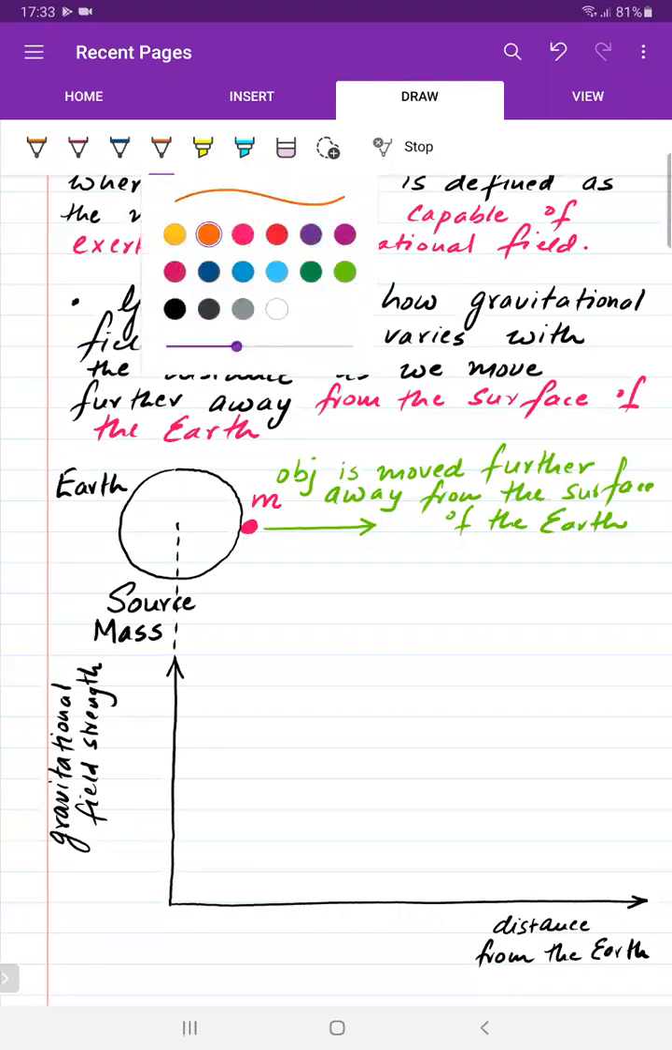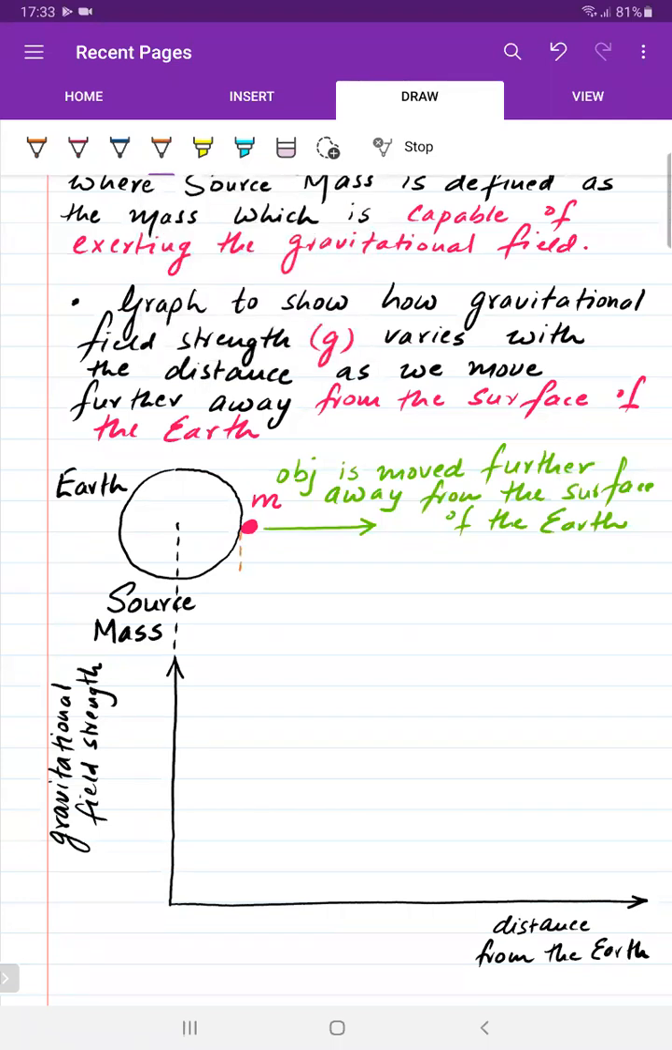मैं एक्सिस पे लेबलिंग वगैरह कर दूं पहले. ठीक है, capital R over here represents the radius of the earth. And as the object continues to move further and further away, तो मैं एक्सिस को थोड़ा आगे तक लेबल कर रहा हूं. I think इतना काफी है.